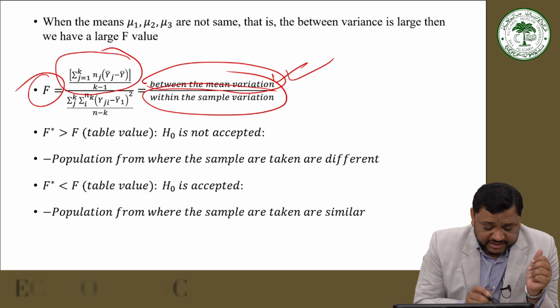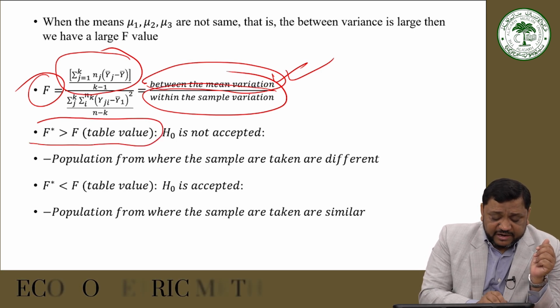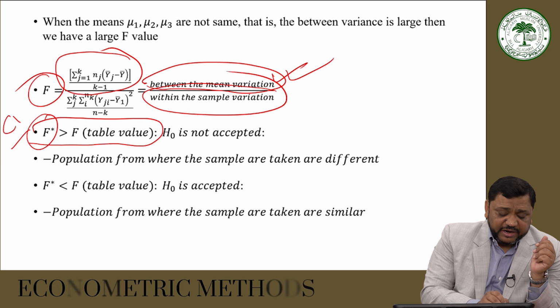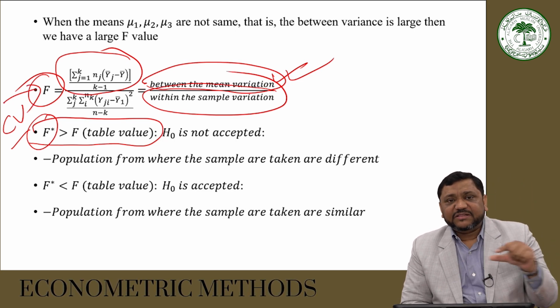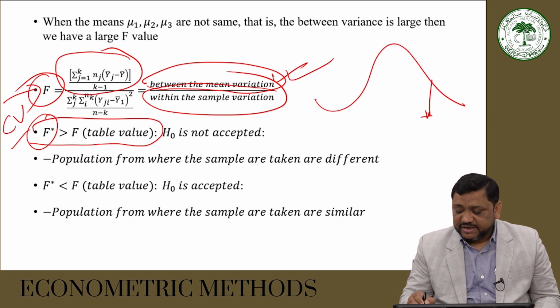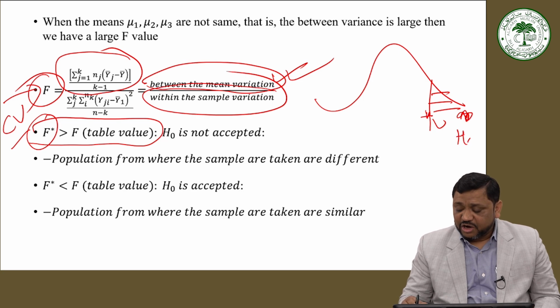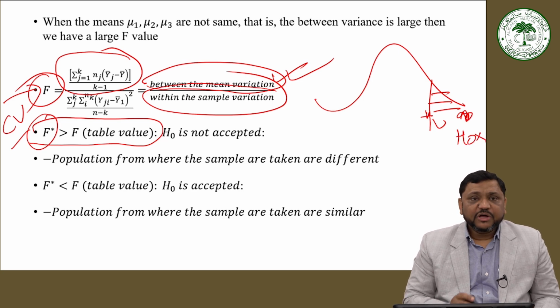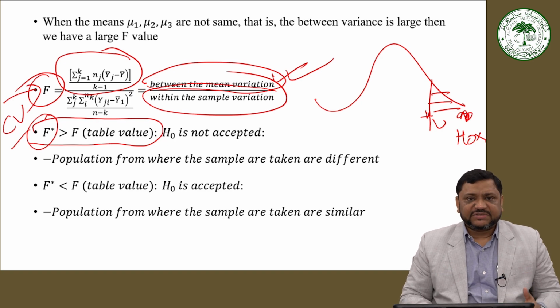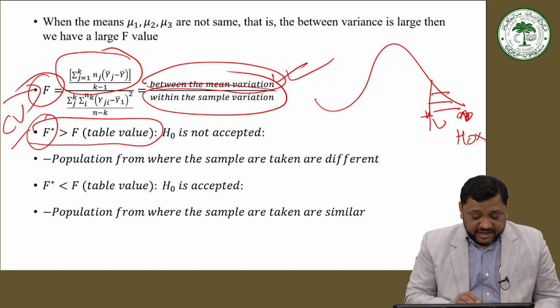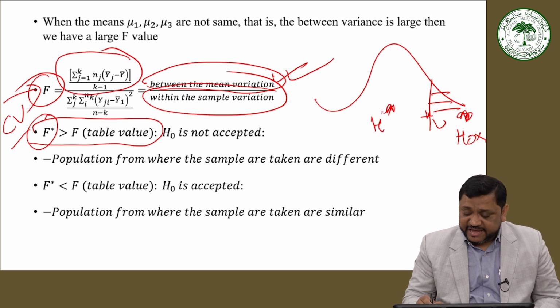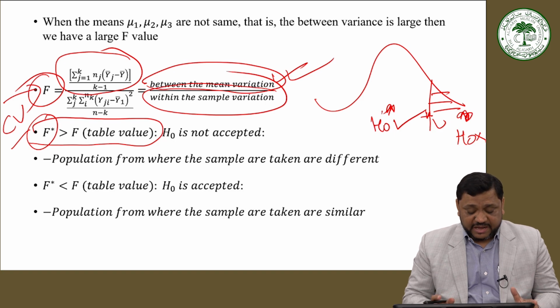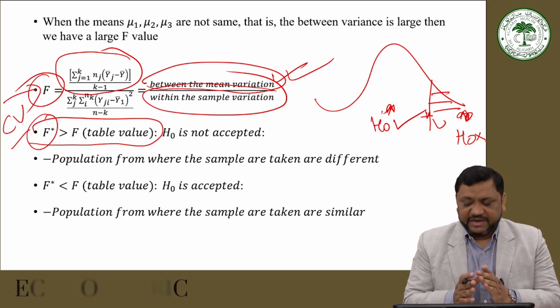So what is basically over here, if your calculated value, f asterisk is the calculated value which we get from here. If this calculated value is greater than the table value, this is the table value. If this calculated value is falling over here, then H naught is rejected. So it means that the population from where the samples are taken are different. And if it is less than, suppose my statistics fall over here, in this case H naught is accepted, meaning thereby the population from where the samples are taken are similar.